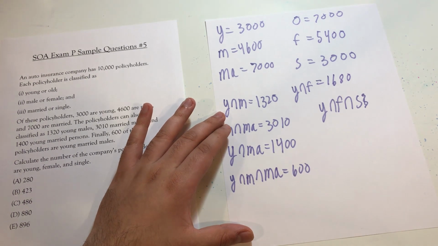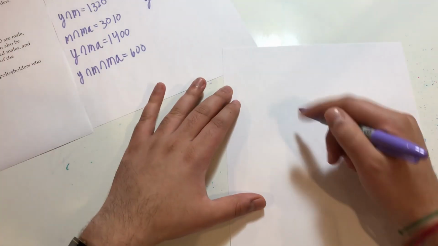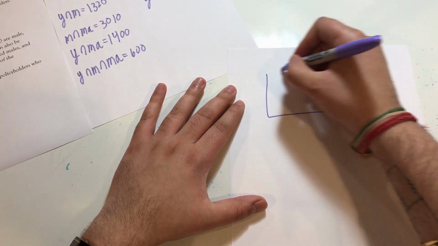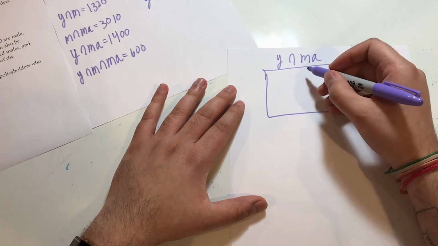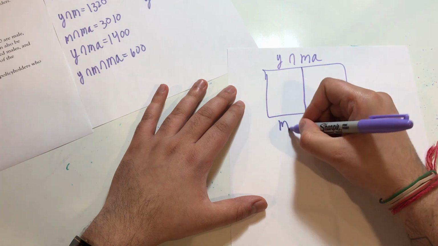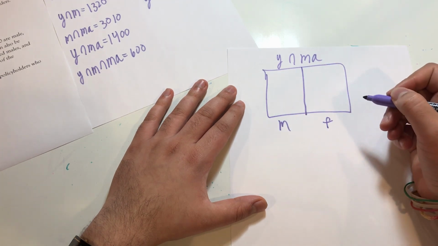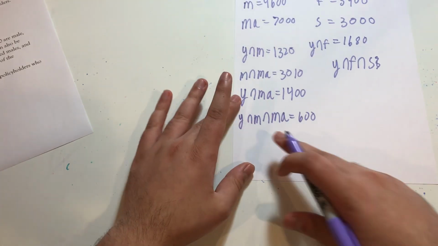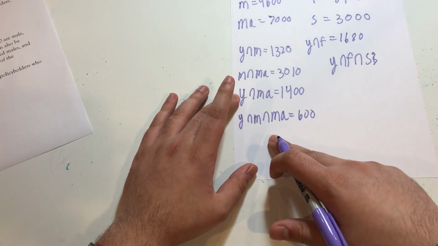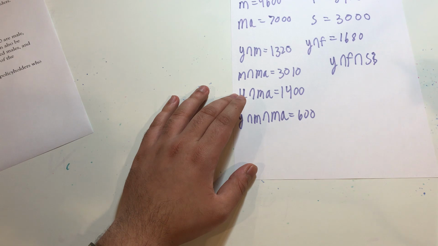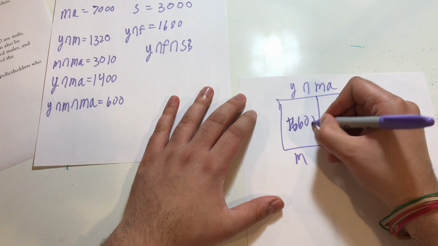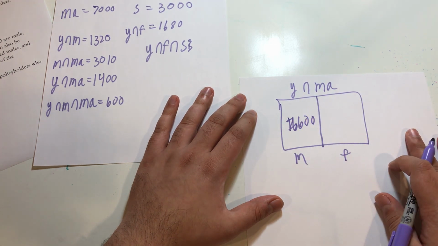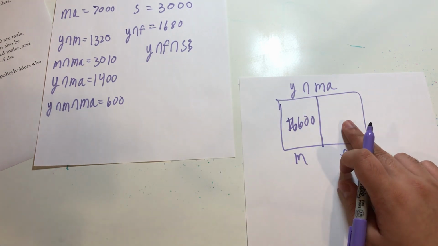Okay, so if I were to draw that out, let's say here is my total group of people that are young and married. Now this group is split up into people that are male and people that are female. We're told as our last piece of information that 600 people are young, married, and male. So there are 600 people in this group. Meaning how many are there in this group?